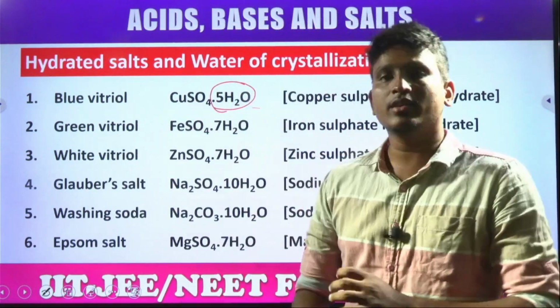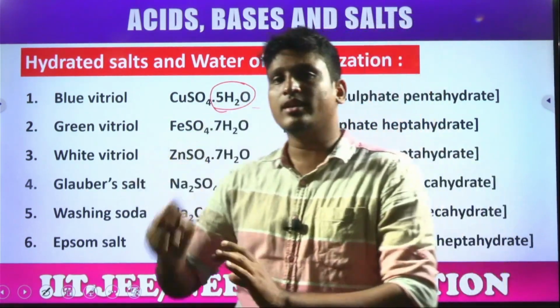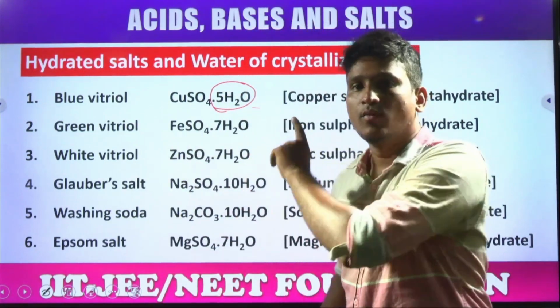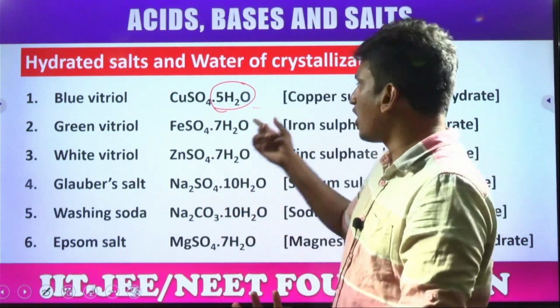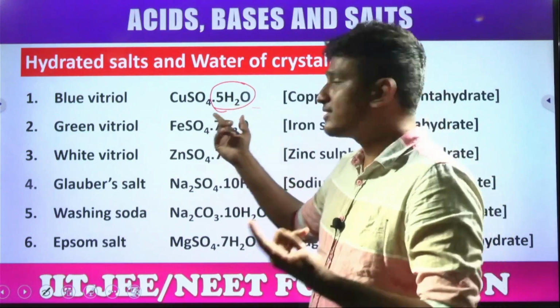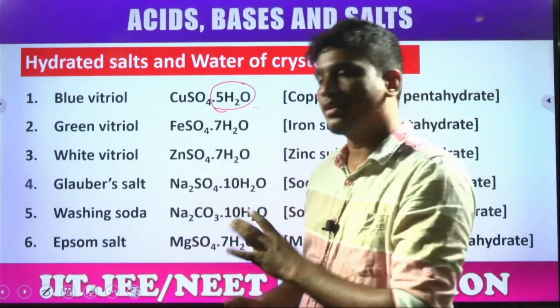And how many water molecules are arranged for one molecule of copper sulfate? 5. What is its water of crystallization? 5. That's it. Copper sulfate pentahydrate, where 5 means pentahydrate. Hydrate means number of water molecules.